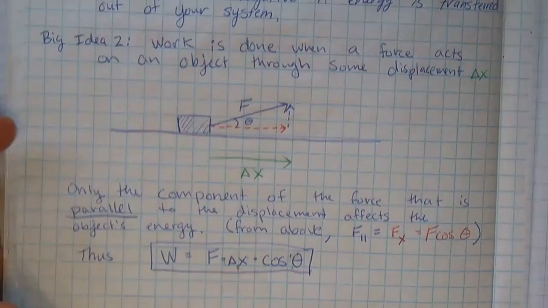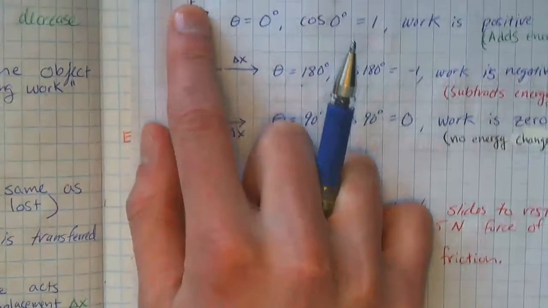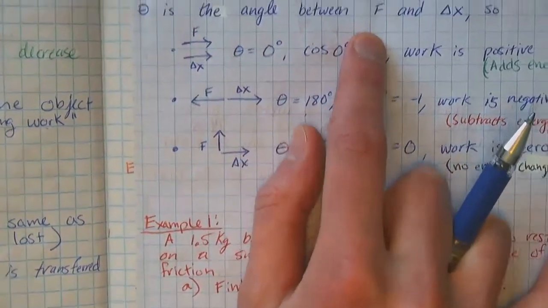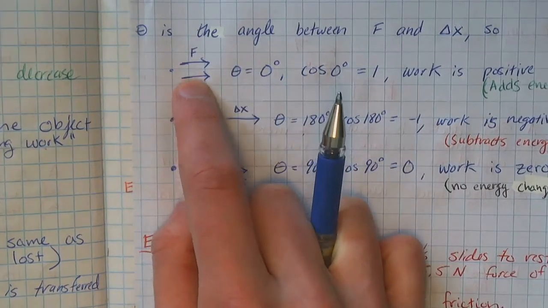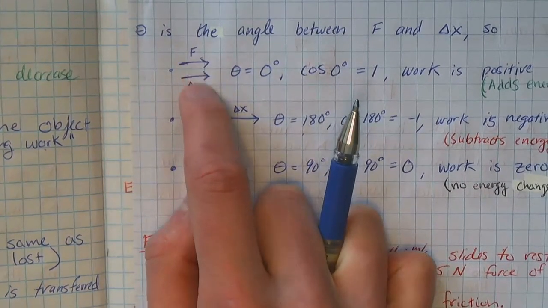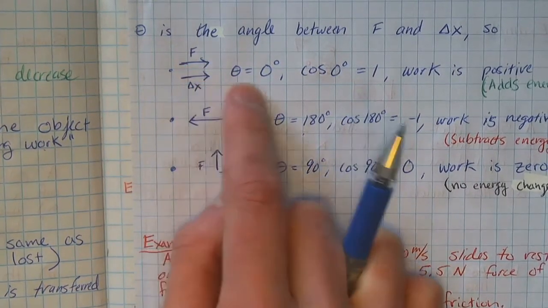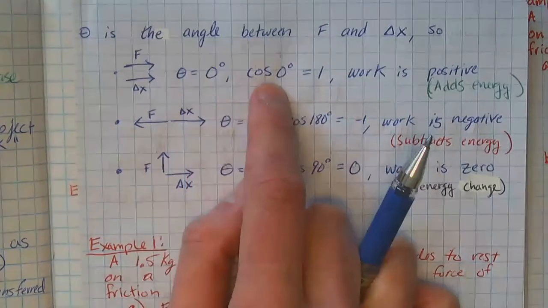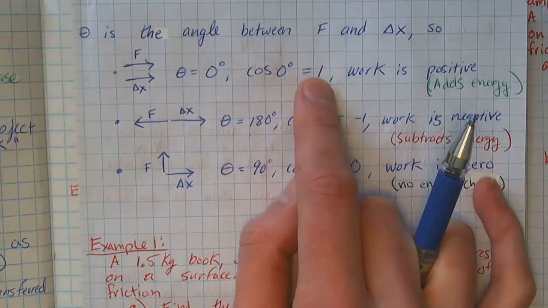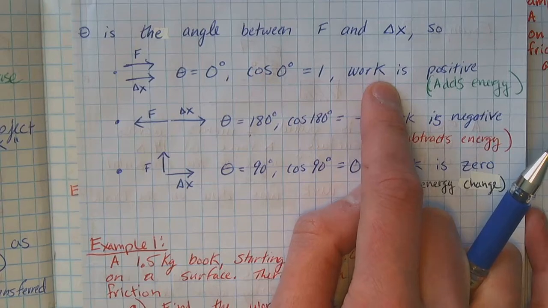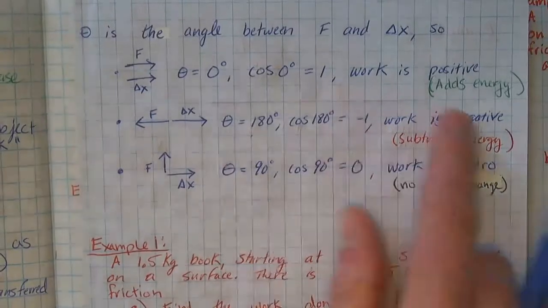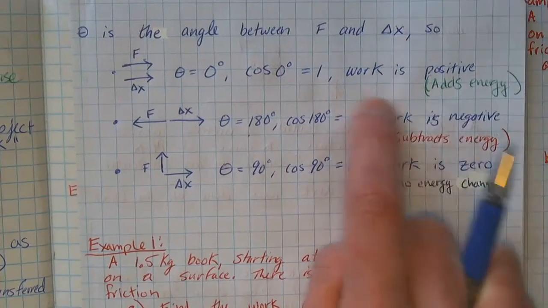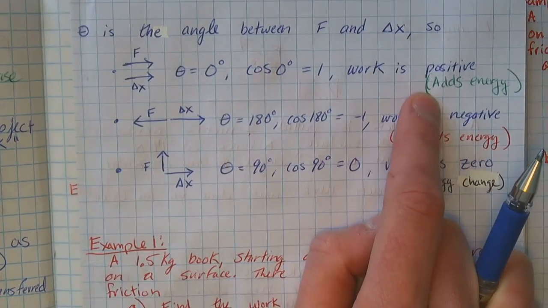So next up, theta is the angle between force and delta x. So in this case, where your force and your delta x are in the same direction, both to the right, then theta is equal to 0. Cosine of theta, you could type that in, is equal to 1. So basically you would end up with just F times delta x, just the force times the delta x. And that's going to add energy because you're pulling in the same direction that you're going.